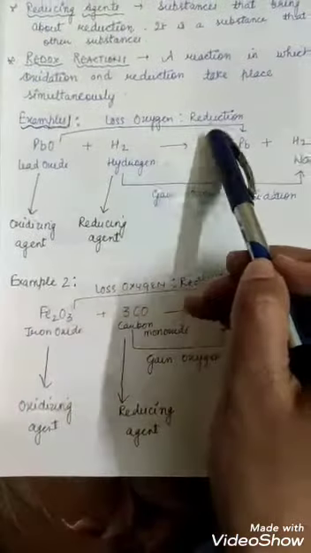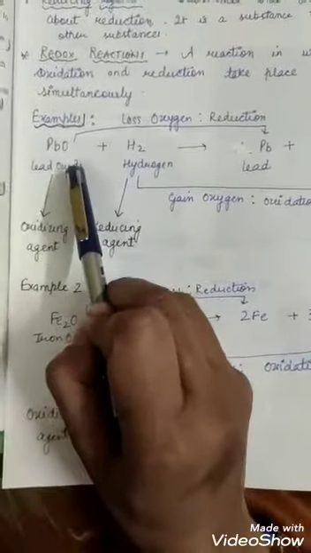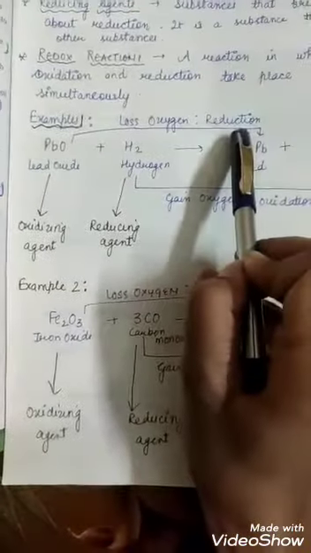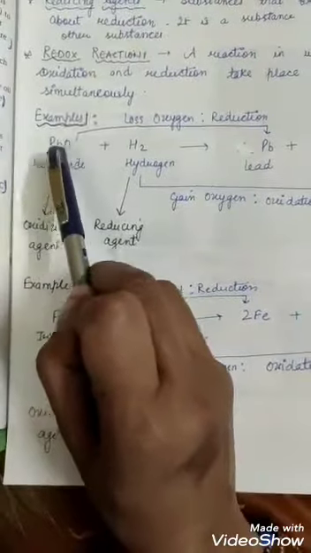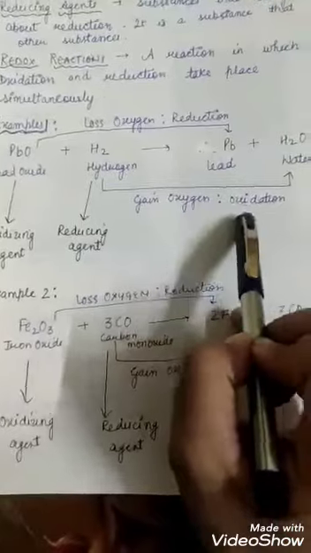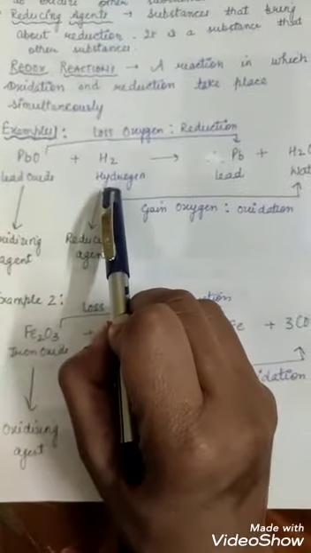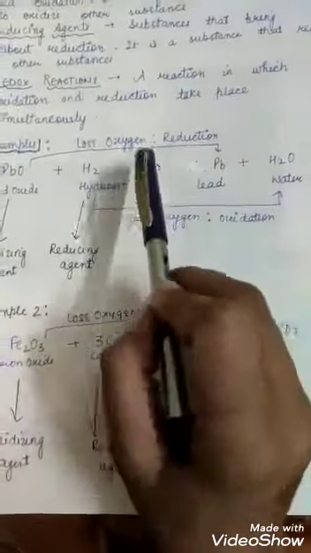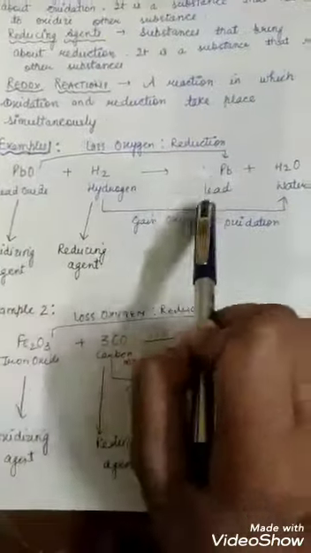Now, how do reduction and oxidation take place here? There is a loss of oxygen. It means reduction has been done here in the lead oxide, and there is an addition of oxygen in the H2 hydrogen to form water. So both reduction and oxidation are taking place at the same time.